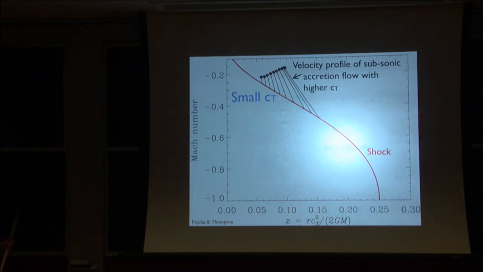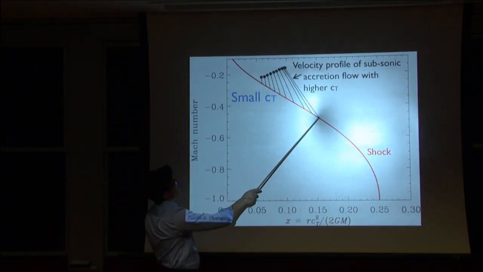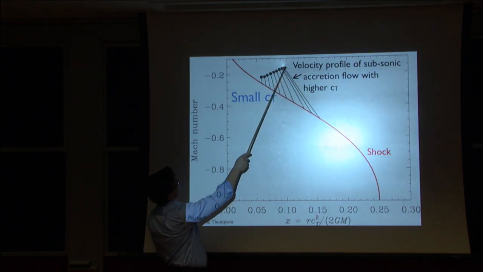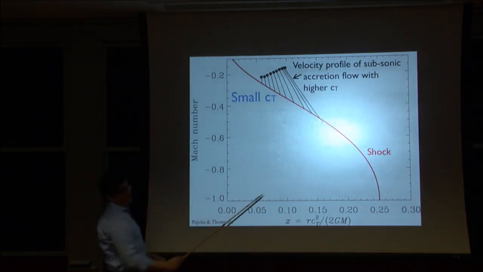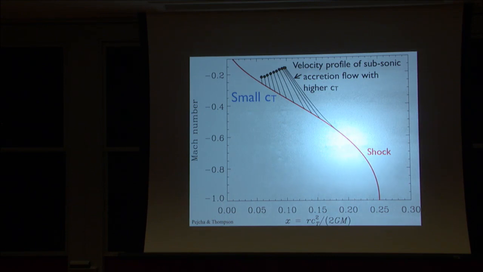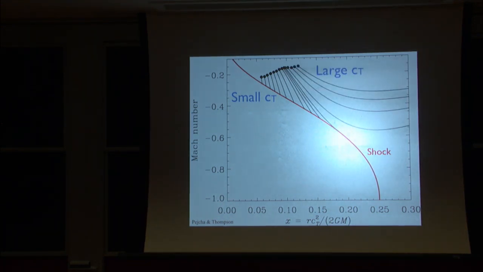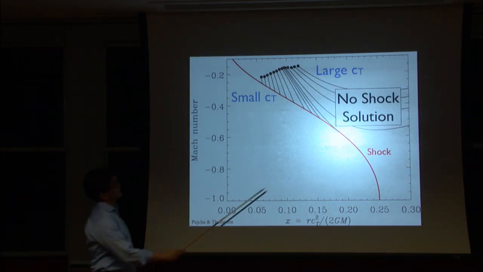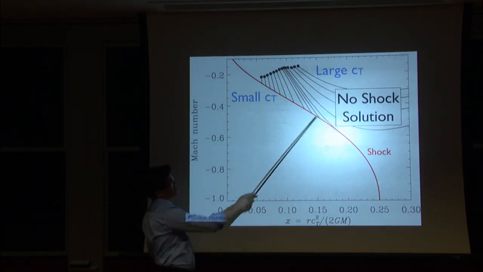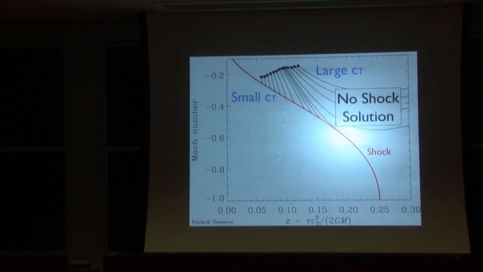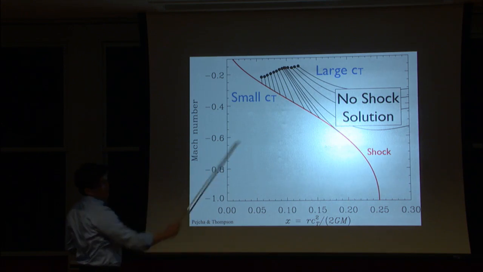Higher CT. What's happening is that the shock radius is moving out, and the accretion flow is becoming more extended. Here's the neutron star radius. Here's the shock radius, until finally, you miss. So what we found is that there is no shock solution for high enough CT, and there are shock solutions for all lower values of CT.